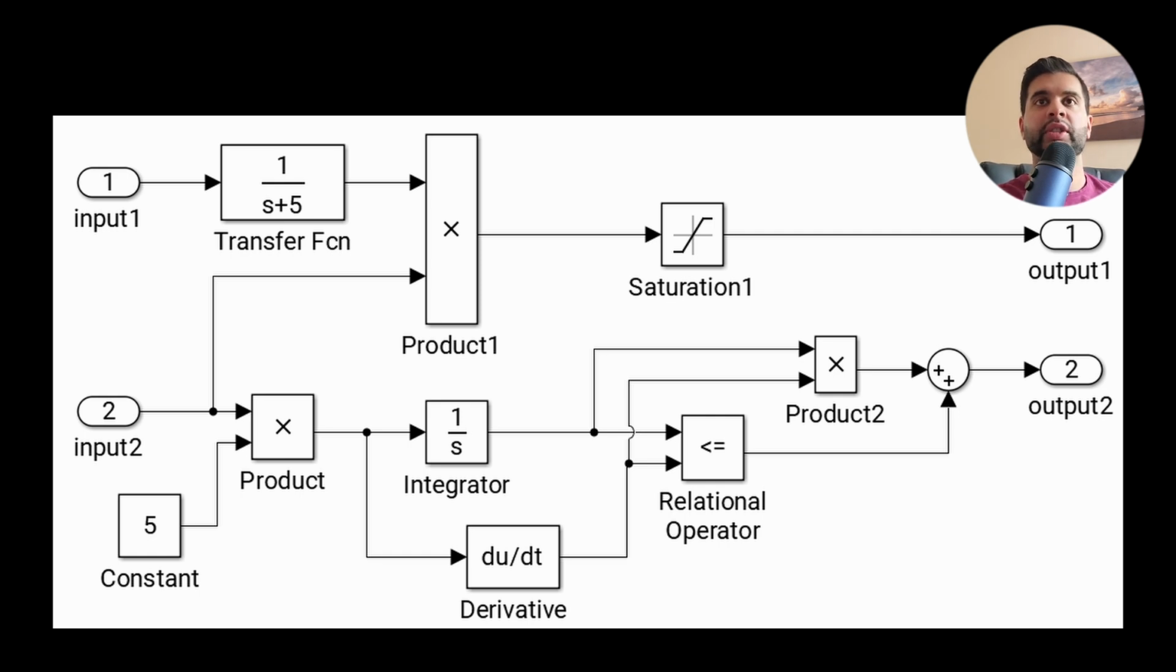Okay, so here's my first example. I have two inputs. Input 1 goes through a transfer function, which is multiplied by input 2. It is then saturated between two values, and that's the output 1. Input 2 is multiplied by a constant 5, which is passed through an integrator, multiplied by its derivative, and then compared and multiplied once more. The boolean and the product is then summed up, and that becomes your output 2. So quite a simple model here. And let's look at the configuration of it.